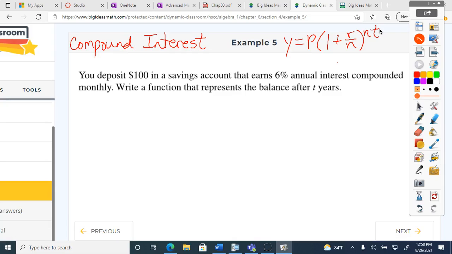Quarterly? Four. Every 3 months is correct, but there's 4 times. Think about it: quarterly, how many quarters are there in a dollar? 4 quarters. Right. So N would be 4 if it's quarterly.